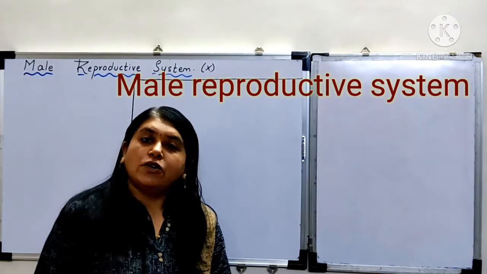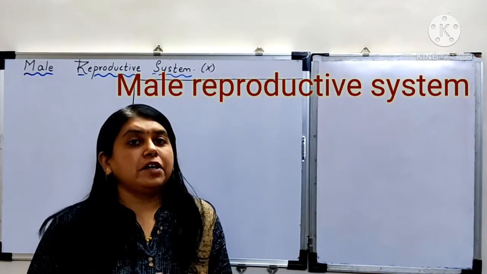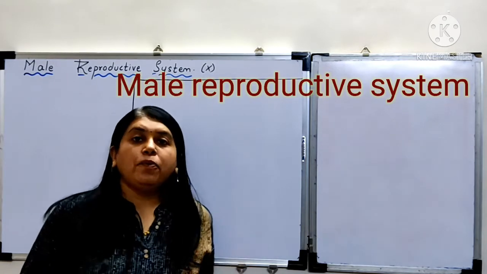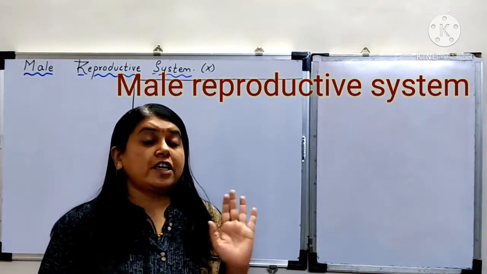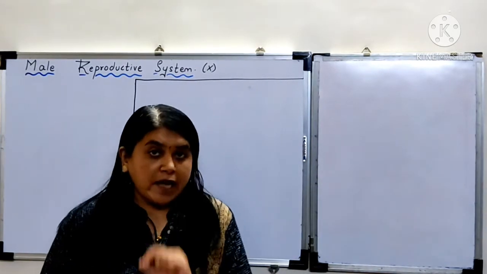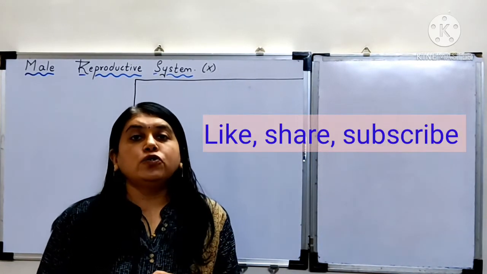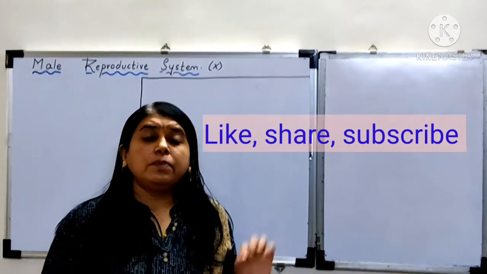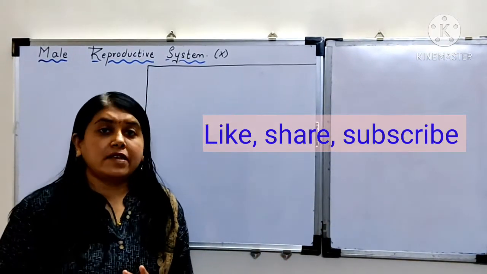Hello students, today we are going to start with the male reproductive system, which is an important 5 marks question in sexual reproduction in humans. So first we will draw the diagram. I would suggest you to draw the diagram with me because the diagram can be asked in the exam.